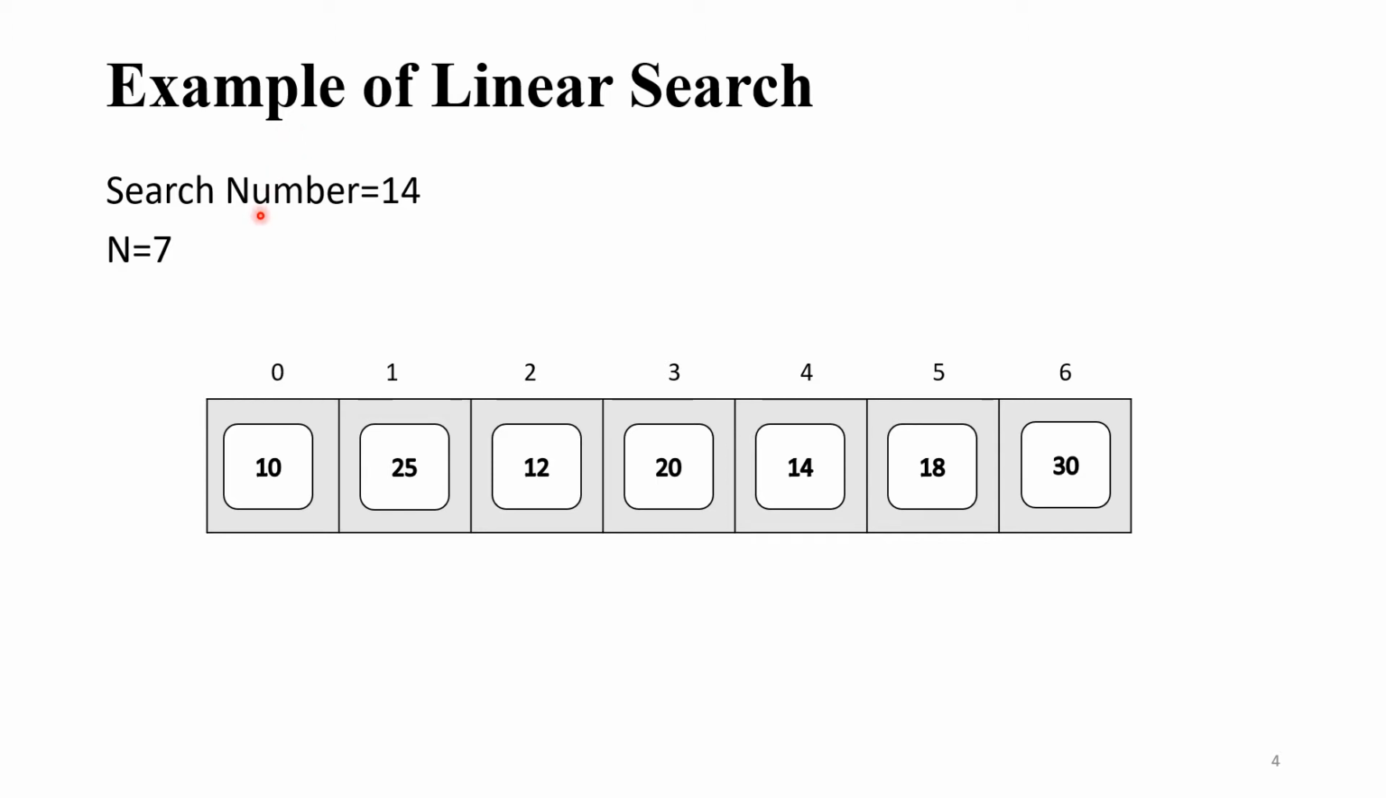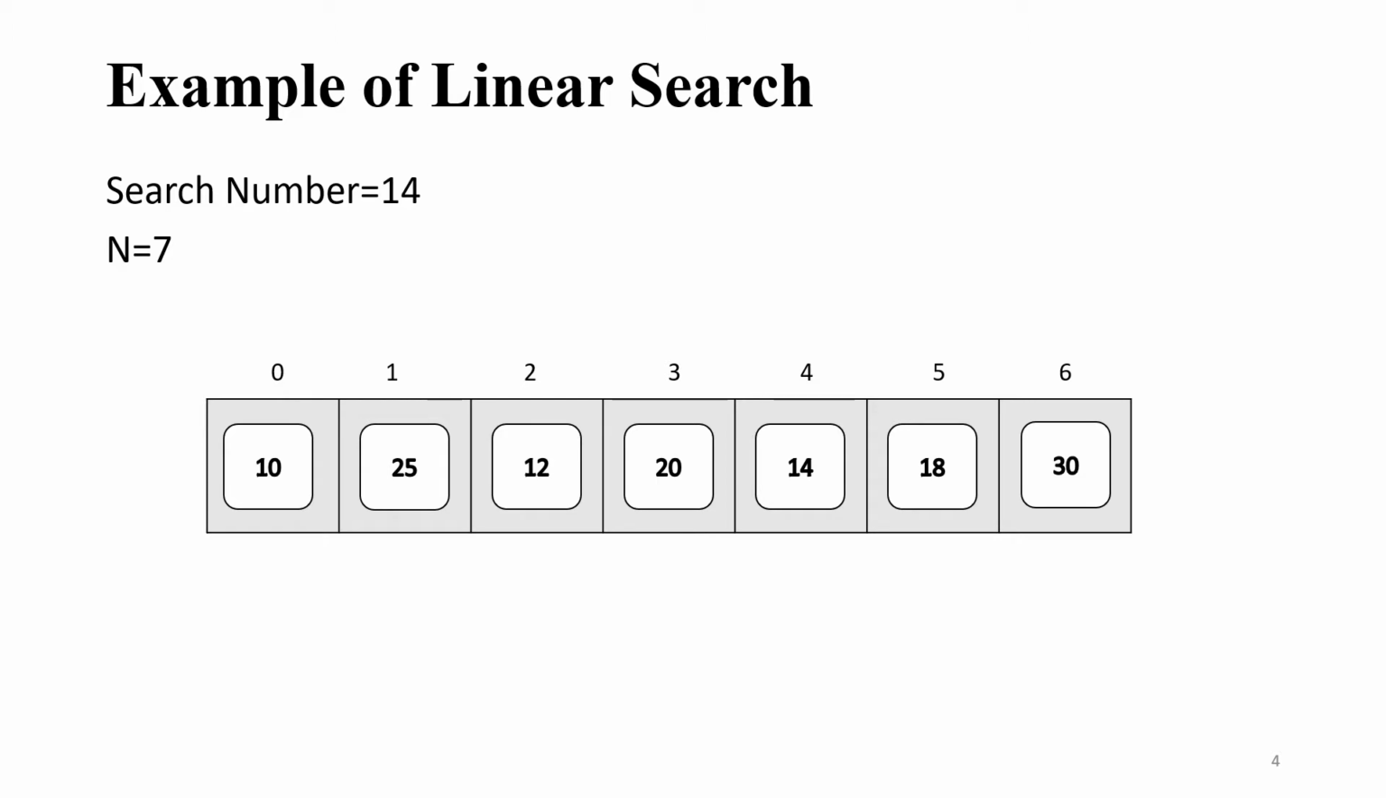Example of linear search. In linear search, we search elements one by one. Search number is equal to 14. Here our key is 14. Key means any data that we want to search. Here we compare our key to each element one by one. If the element is found, then we stop our algorithm. See, in this array, how many elements are present? Here 7 elements are present. Now in an array, the index starts from 0.